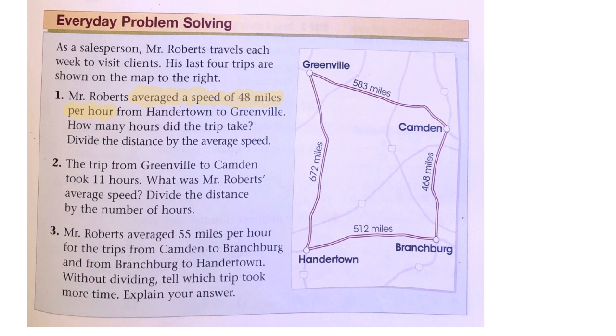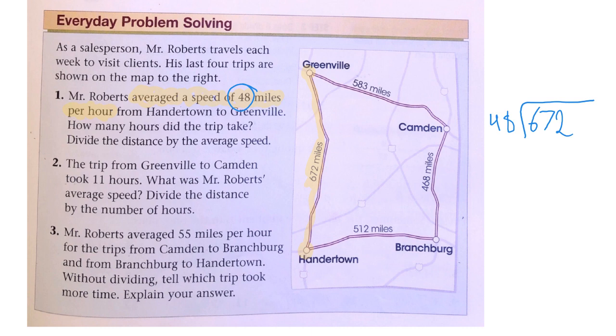So we need to know how many hours the trip took from Handertown to Greenville. And there's Greenville. So what do we see? 672 miles. 672. That's the dividend. That's the number getting divided, and we're dividing by the average speed, 48.